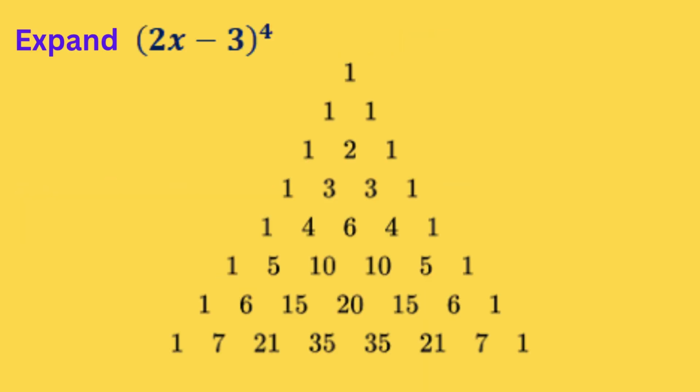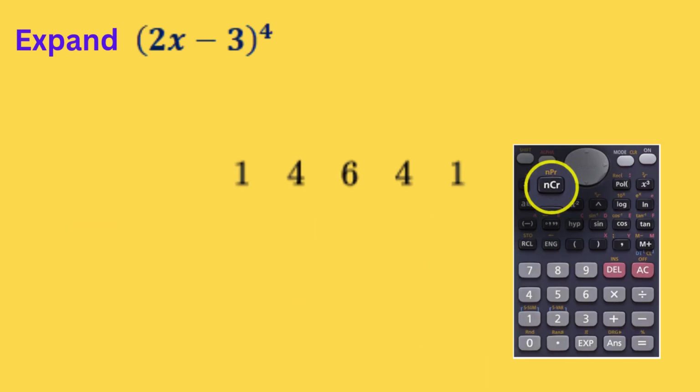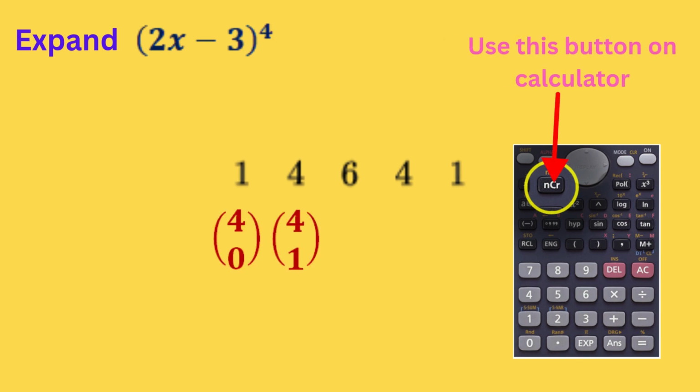Let's do 2x minus 3 raised to the 4th power. To get the coefficients in the expansion, we can use the 5th row of Pascal's triangle. Notice that the 5th row gives us the coefficients 1, 4, 6, 4, 1. Note that the coefficients can be calculated by finding 4 choose 0, 4 choose 1, 4 choose 2, then 4 choose 3, and end with 4 choose 4.